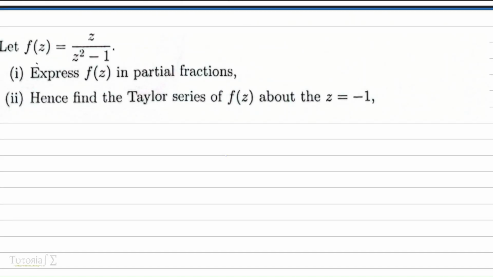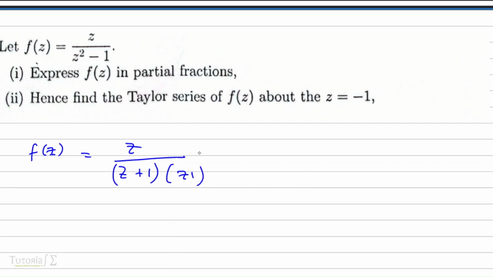Okay, let's look at the other example here. So let f of z equal z over z to the power 2 minus 1. Express f of z as a partial fraction. Okay, so f of z as a partial fraction. First, notice that this is a difference of two squares, so we can write this as z over z plus 1 times z minus 1.